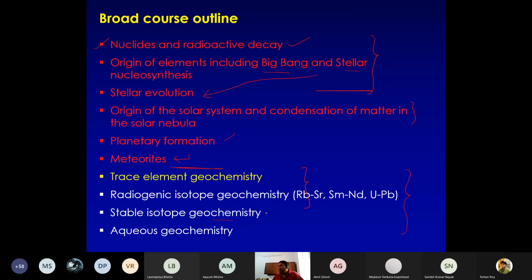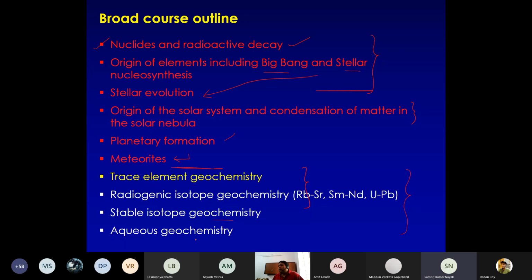Usually I do only the introductory part of it, because we have very little time remaining by the time we reach here. And if time permits, I would like to talk at least for a couple of hours on aqueous geochemistry. That means the behavior of elements at relatively low temperatures. Low temperatures would include hydrothermal system solutions where temperatures are possibly below 300 degrees Celsius.